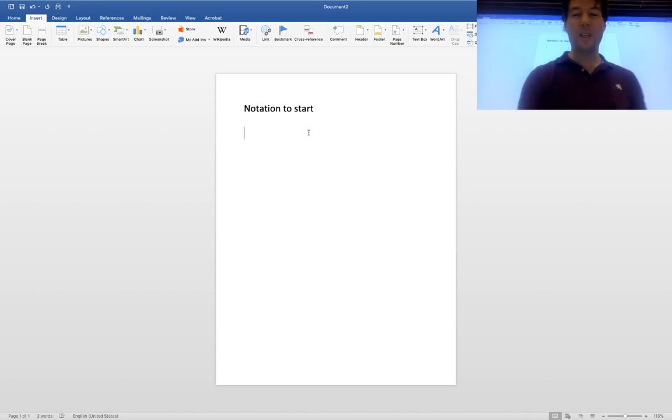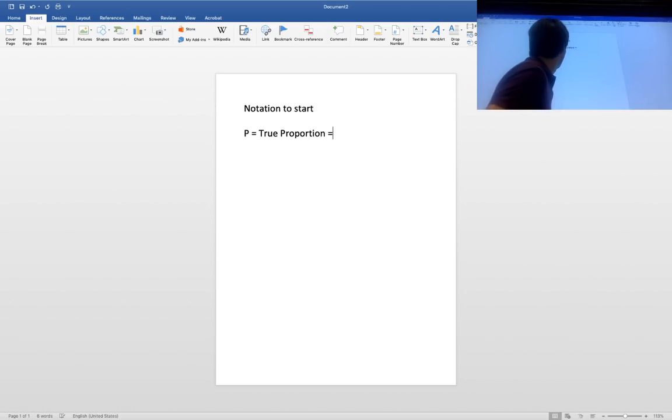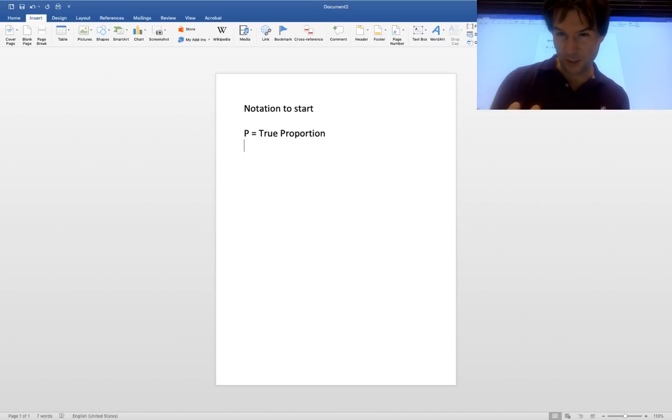But let's go through some of the easiest stuff. Like, what is P? Like, what is P? True proportion. I might misspell stuff. We'll find out when I get that little red bar in Word. But P is the true proportion. Does that make sense? The reason we need to know all this is because it's in the formula.